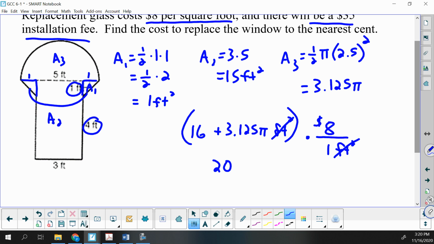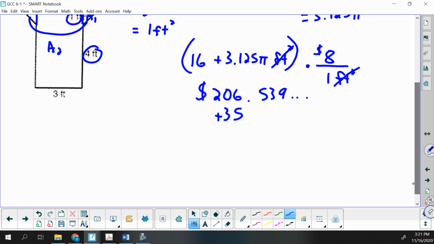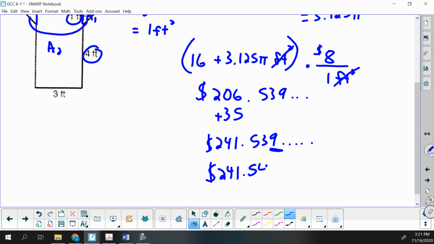And we should be getting 206.539 and some other stuff dollars. But there was also the $35 installation fee. So we've got to add the $35 on, and that'll give us 241.539 and some other stuff. And this one told us to round to the nearest cent. So we'll look at the 9, which is in the thousandths place, because cents is 2 places. And because it's 5 and above, that'll bump us up. So we'll have $241.54.